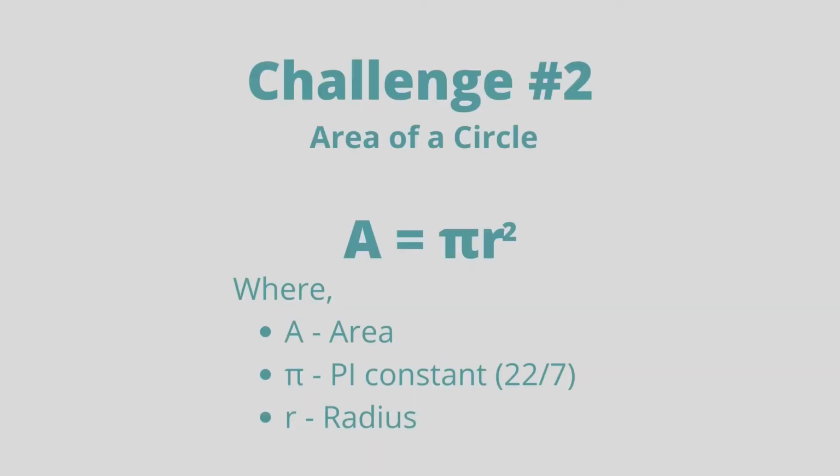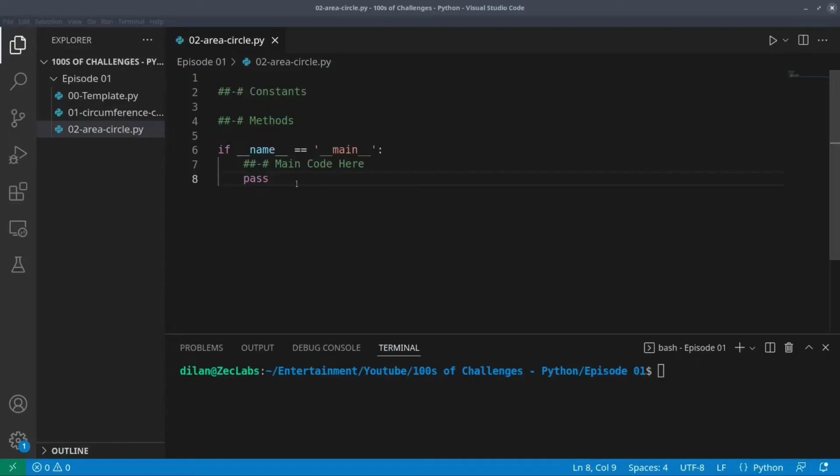Now it's time for the next challenge. In this challenge, we write a script to calculate the area of a circle when the radius is provided. The equation for calculating area is pi r squared. Same as last time, I created a new file called 2-area.py under the episode 1 directory. And, if you notice, I created another file called 0-template.py. So, here is the simple template we use for the whole episode from now on. The file I already opened is also a copy of the template file.